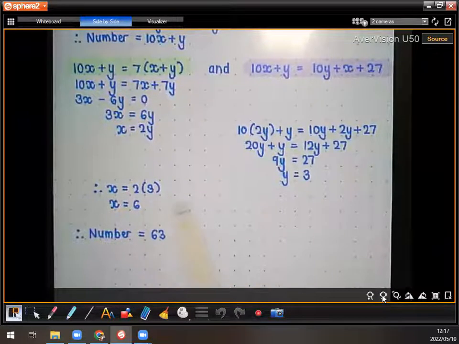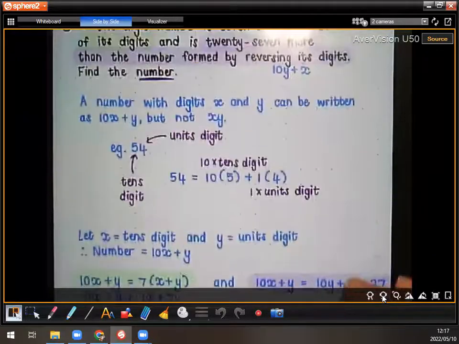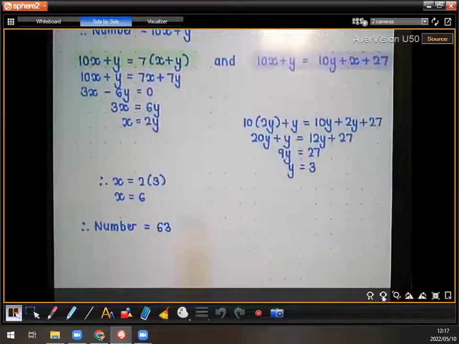thanks. Once you have your x and y values, you need to actually write what the number is, right? The question was saying, find the number. So our number was 10x plus y. So x value is 6. So 10 times 6 is 60. Right? Plus y, which is 3. 60 plus 3 is 63. Okay, so that is the number.